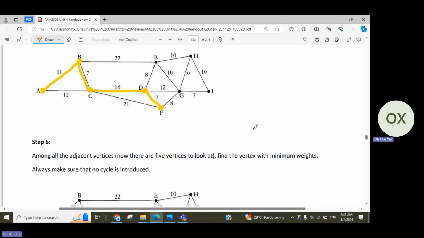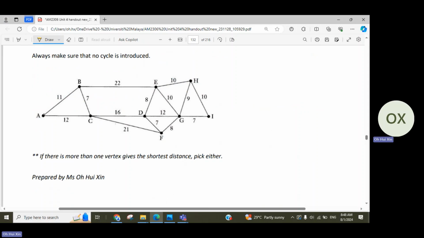Okay, so that's why the same thing for step 6, we are going to do exactly the same thing that we have done just now in the previous step. Okay, so by now we have already connected all the 5 vertices together. You can see that, for example, you are not going to connect C and F together because this will create a cycle here. So the next neighbor that you are looking at for all the vertices here includes E, which is 22 here, 8 here, or 12 to G, or 8 to G.